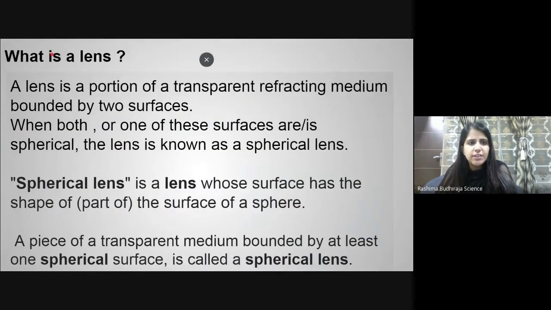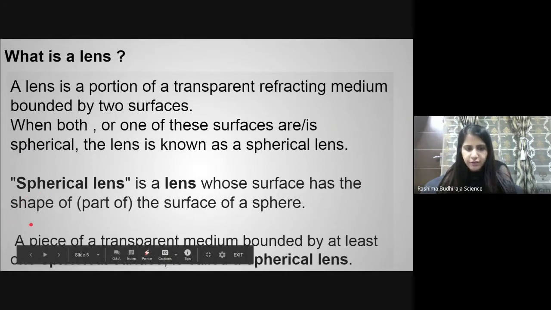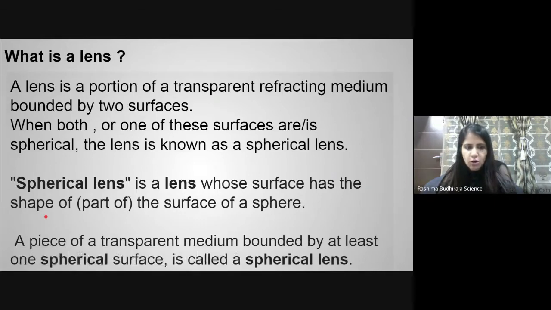Let us first know what is a lens. A lens is a portion of a transparent refracting medium bounded by two surfaces. When both or one of these surfaces are spherical, the lens is known as a spherical lens. A spherical lens is a lens whose surface has the shape of the surface of a sphere. A spherical lens is a piece of a transparent medium bounded by at least one spherical surface.